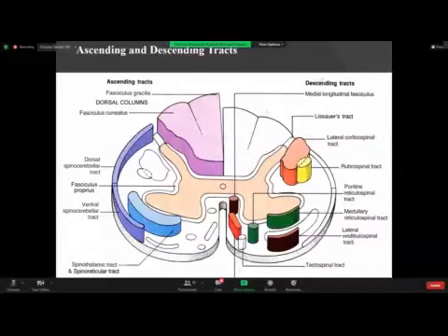The descending tracts take the information from the central nervous system down towards the actual target organs. No need to go into the depth of the titles of each segment here, but the main thing I wanted to show you in this figure is that our spinal cord is very compact. It plays a role in the brain communicating with the body and the body communicating with the brain. All right.